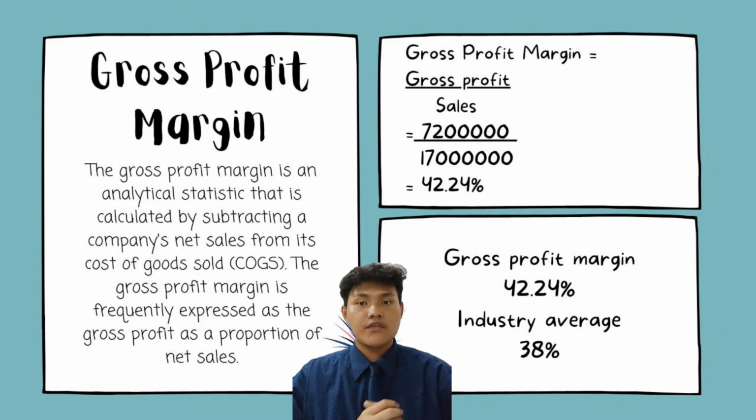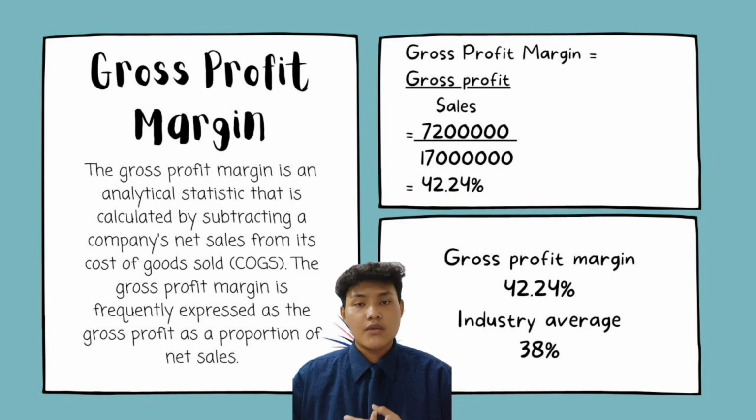Firstly, the purpose of gross profit margin. The gross profit margin is an analytical statistic calculated by subtracting a company's cost of goods sold from its net sales. For the formula, gross profit margin is gross profit over sales, and we got 42.24%. Hikmah Bati Berhad's gross profit margin is 42.24%, which is higher than the industry average of 38%. As a result, Hikmah Bati Berhad's performance is commendable.